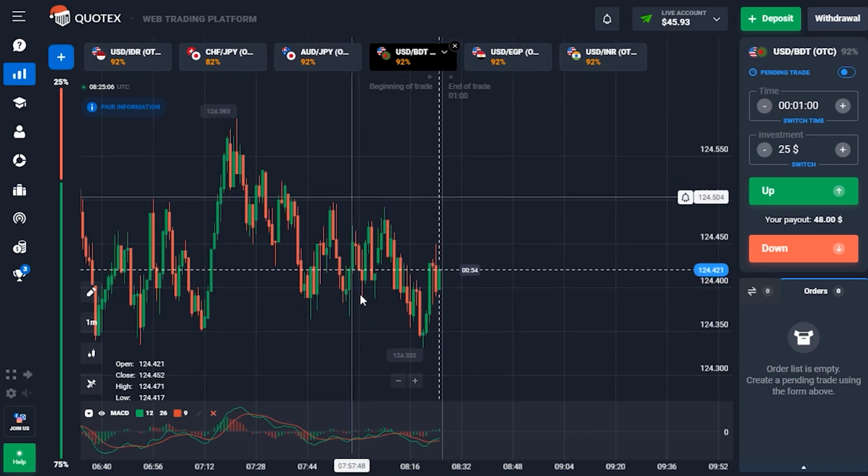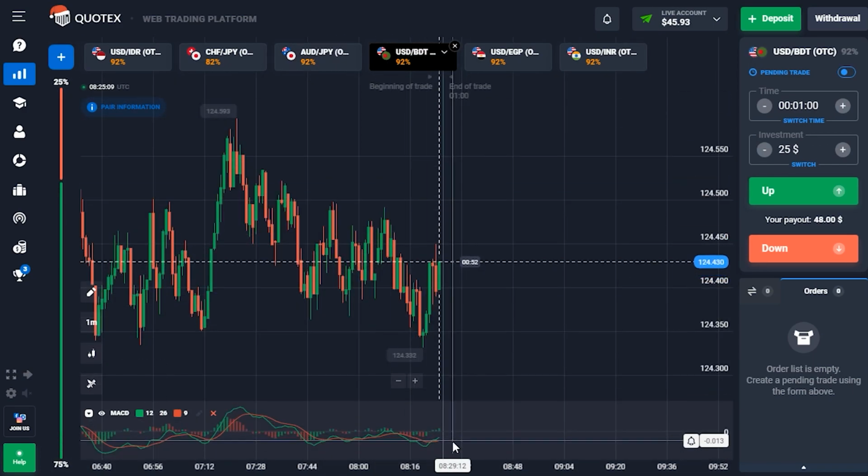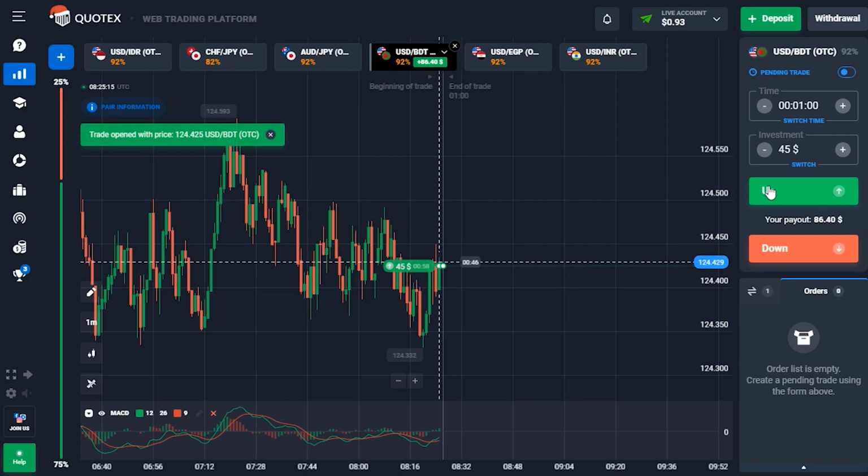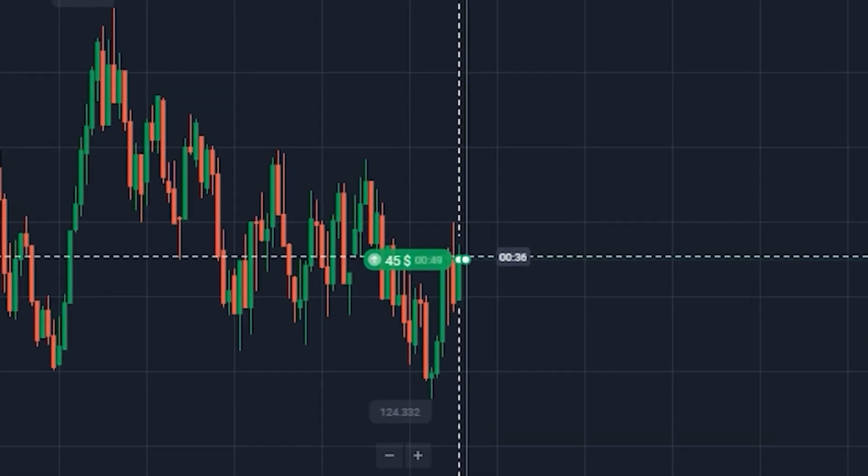And here we see that a green histogram begins to appear on the MACD indicator, which means that the price will go up in the near future. I change investments and open a trade up.